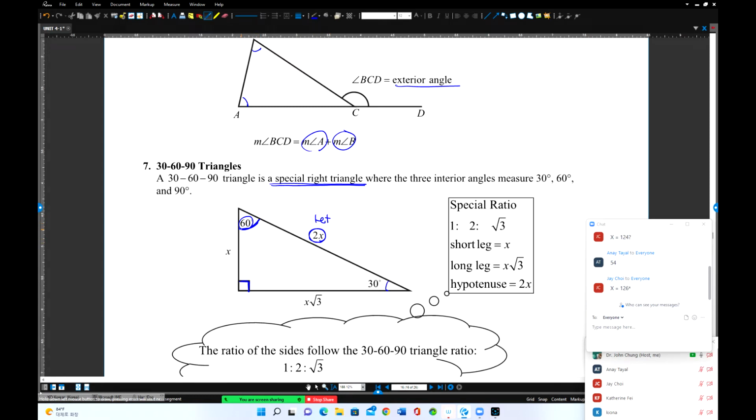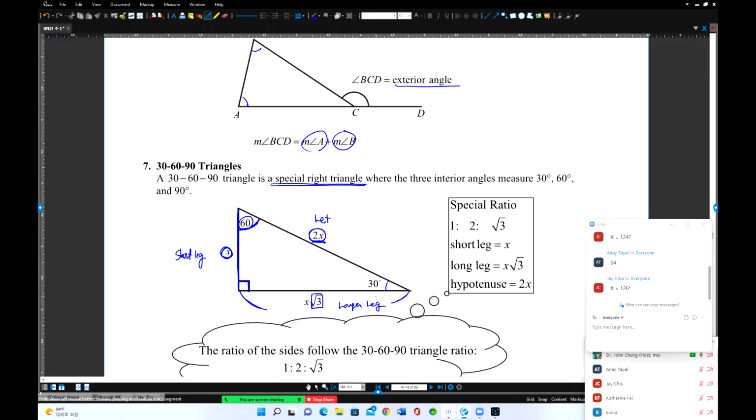But the side adjacent to the 60 degree angle, this side, is what? Shorter than the other side, okay? This is the shorter side. I'm just going to call it the short leg, and this is the longer leg. The shorter leg is always half of the hypotenuse. When you have a 60, if this is 2x, this is x, half of this. The longer side is just root 3 times this x. Now you got this side.